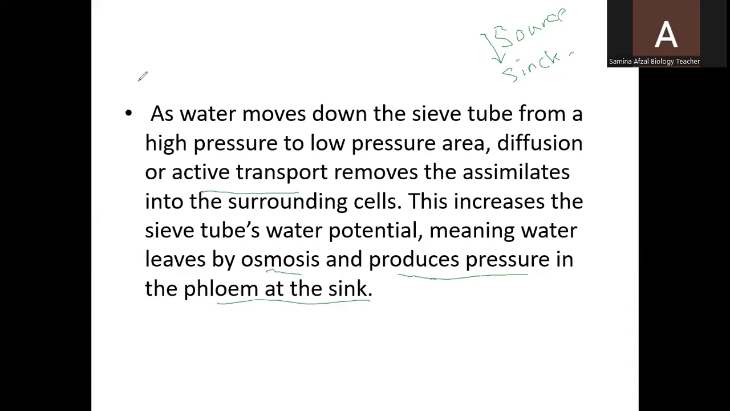So when they reach the sink, the assimilates are unloaded there by the process of active transport. By the unloading of the food substances or assimilates, the concentration is decreased and the water potential is increased. Due to the increase in water potential, the water which had entered at the source now goes back into the xylem vessels by the process of osmosis, and in this way the food is unloaded at the sink.